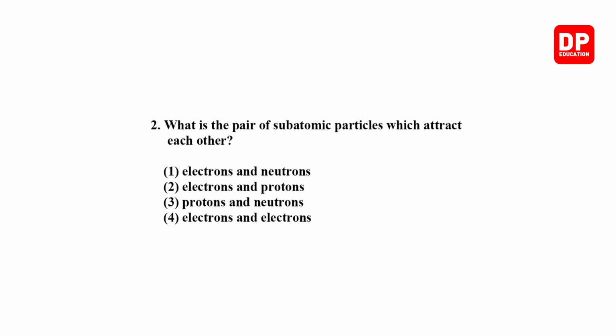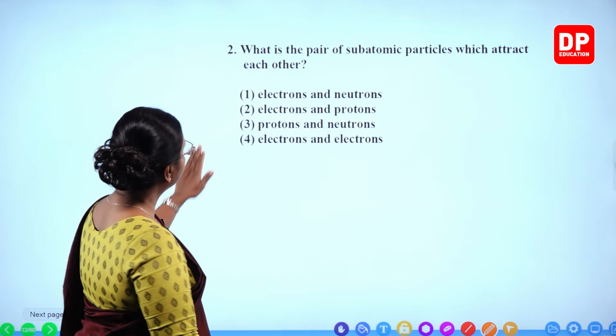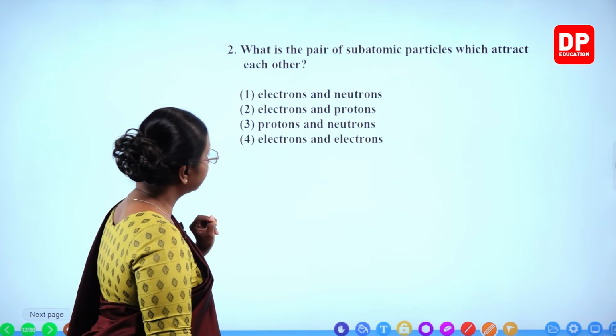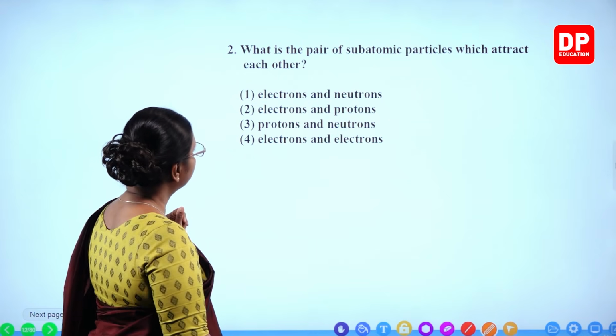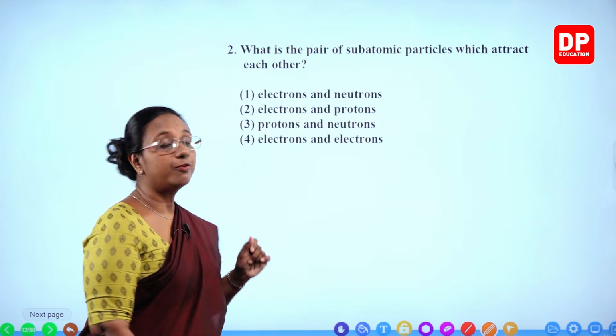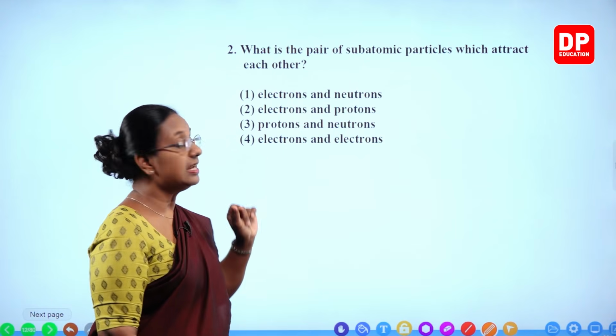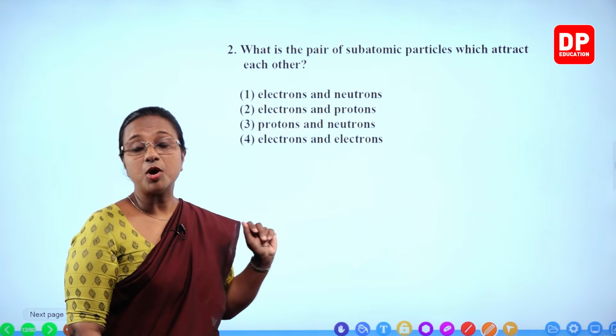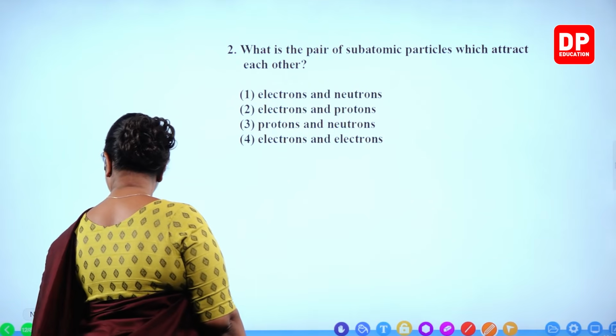So here, the second question: what is the pair of subatomic particles which attract each other? If you look at the answers, first electrons and neutrons, second electrons and protons, third protons and neutrons, and fourth electrons and electrons. Now to understand this, we'll just look at the model of an atom.